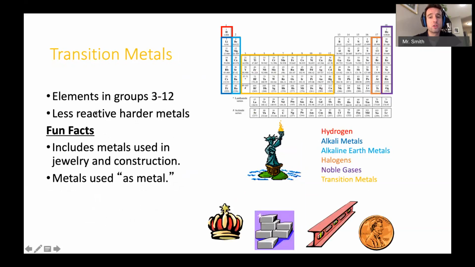Up next, we have transition metals, and these are, I would say, metally metals. These are what you think of when you think of a metal. They're used in construction or jewelry. You got things like silver, gold, platinum, all in there, but also things like iron, copper, zinc, other things like that. So yeah, transition metals.